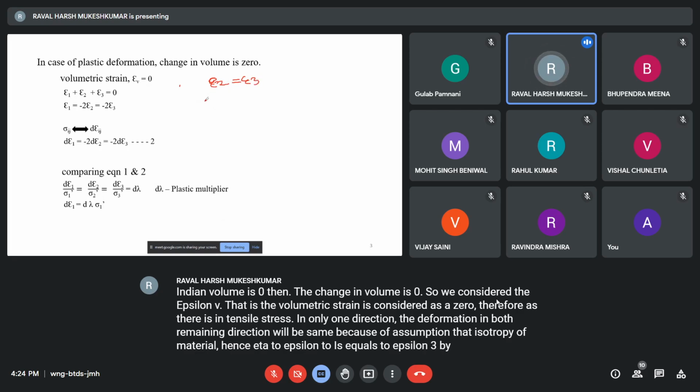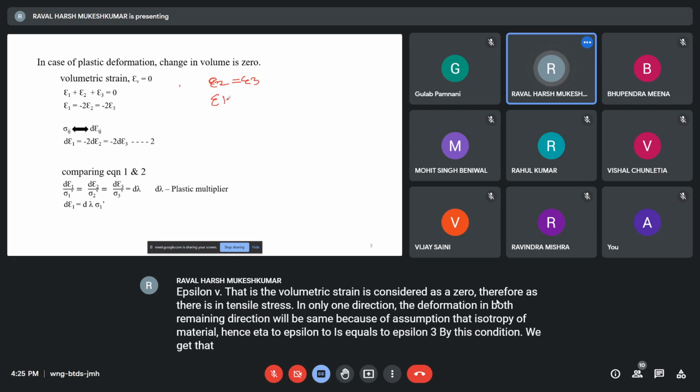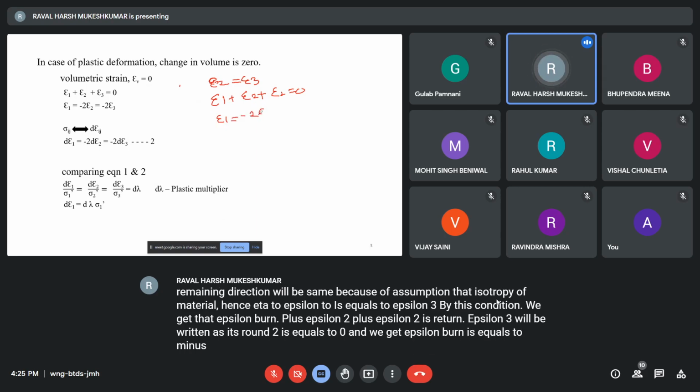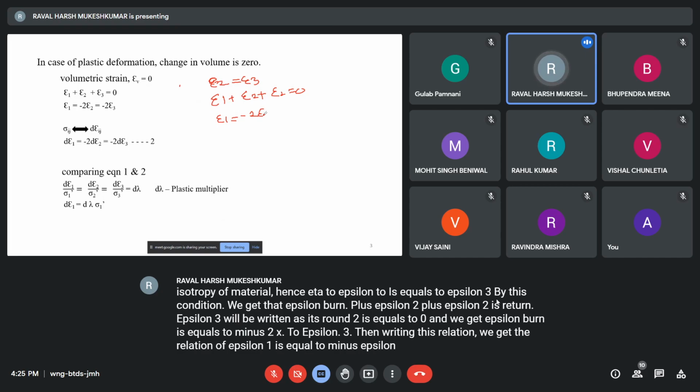By this condition, we get that epsilon 1 plus epsilon 2 plus epsilon 3 equals 0, and we get epsilon 1 is equal to minus 2 epsilon 3. Then writing this relation, we get epsilon 1 is equal to minus epsilon 2 is equal to minus 2 epsilon 3.